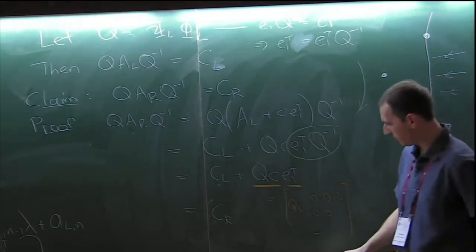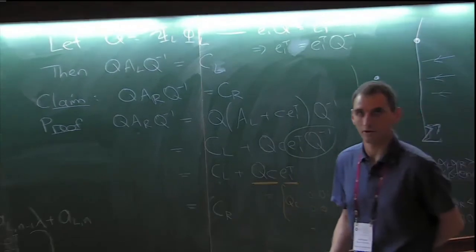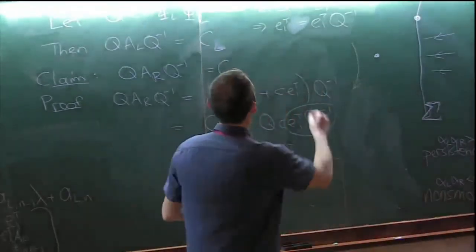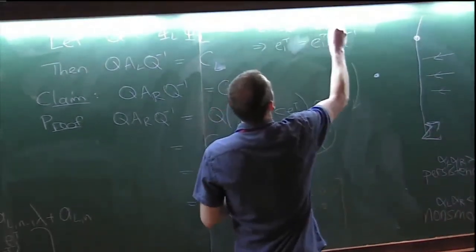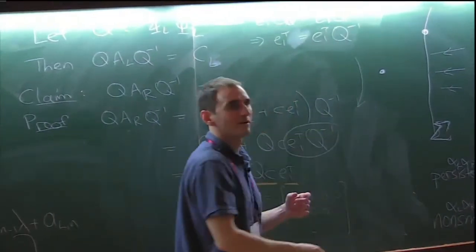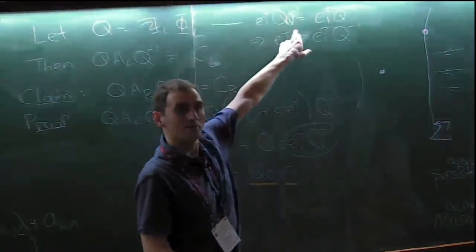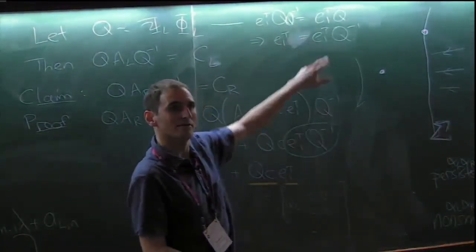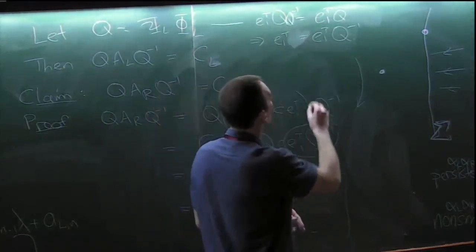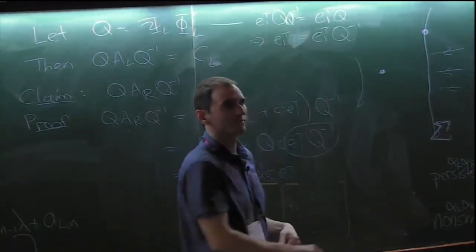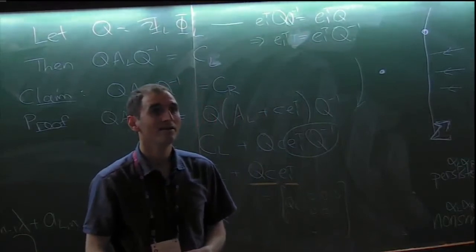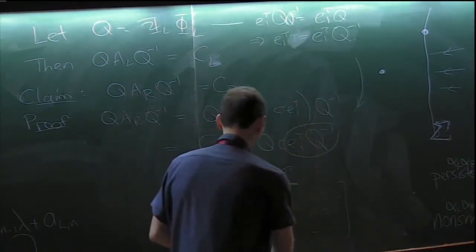How to get from here to here? Just multiply both sides by Q. So I'm assuming Q is invertible. So I do a Q inverse and a Q inverse. Q times Q inverse is the identity matrix. That's there.